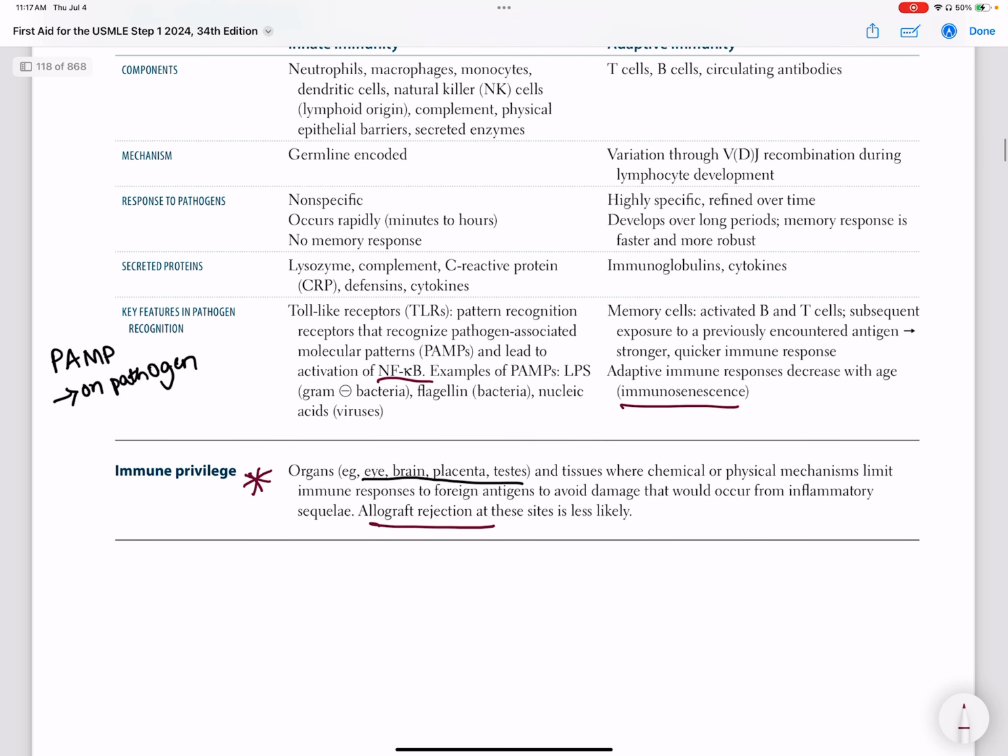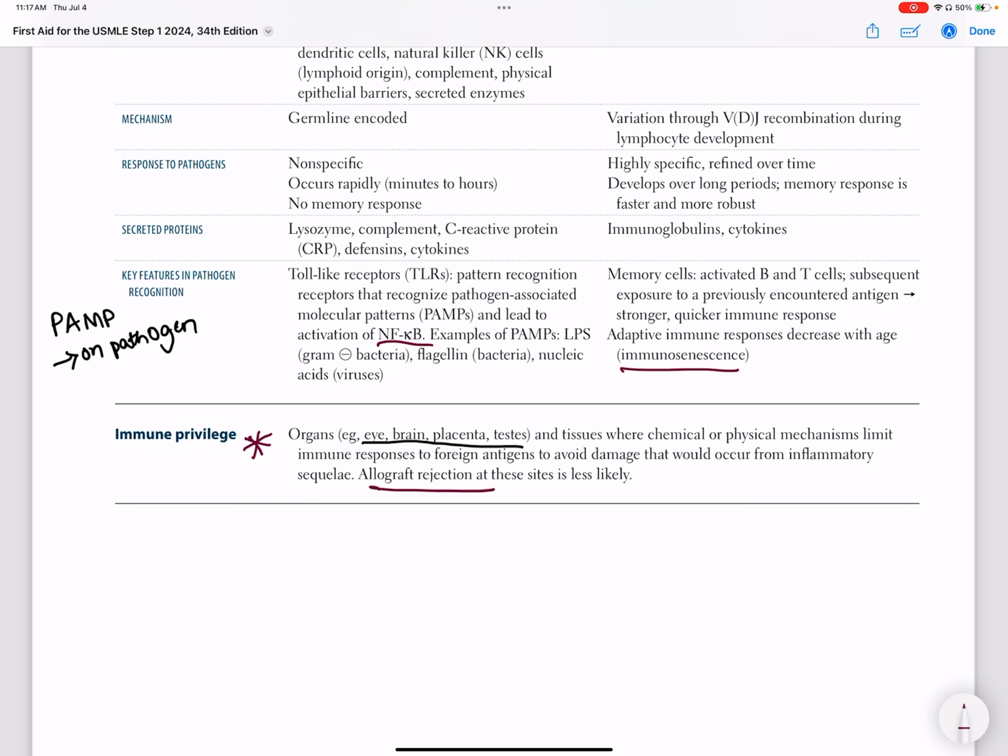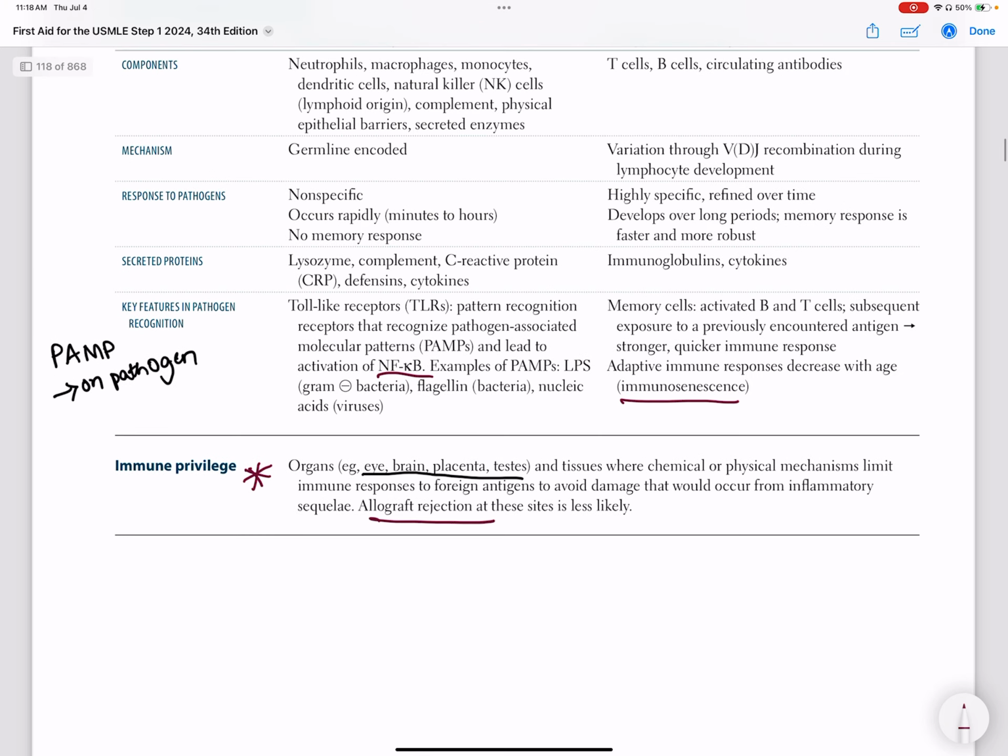Key features in pathogen recognition: Toll-like receptors are pattern recognition receptors that recognize pathogen-associated molecular patterns and lead to the activation of NF-kappa B. Examples of PAMPs are LPS from gram-negative bacteria, flagellin from bacteria, and nucleic acids for viruses.